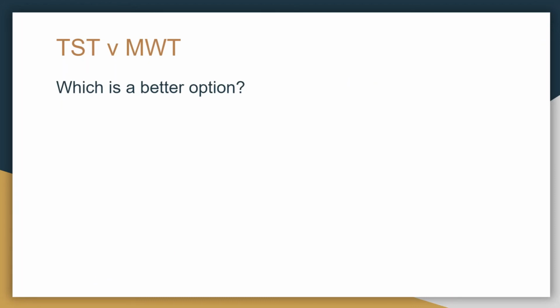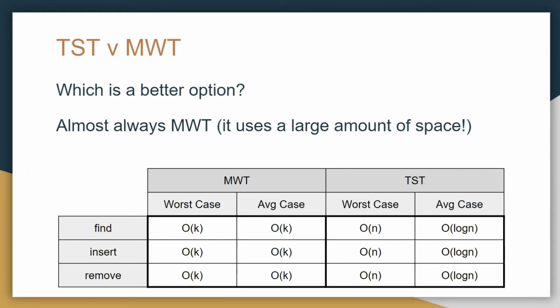Okay, so what is a better option, a ternary search tree or a multi-way trie? It's almost always the multi-way trie, though it's important to remember it uses a large amount of space in some cases, so that's why. So here is a table that shows the worst case and average case time complexities for the multi-way trie and the ternary search tree. Now, this is a nice little table, right?